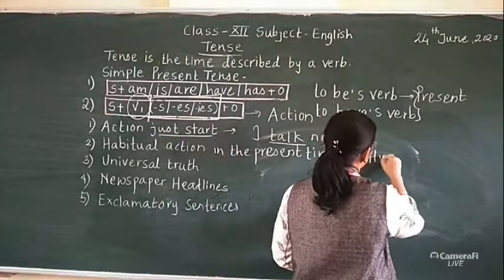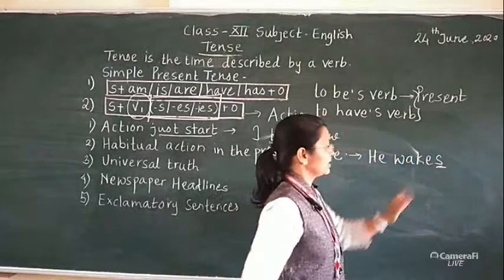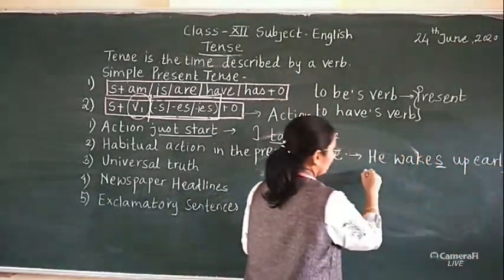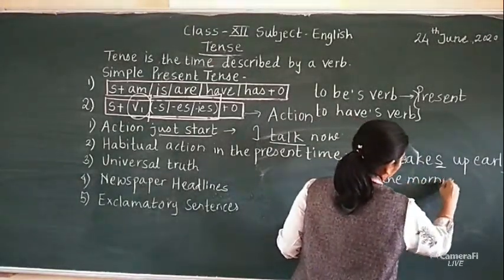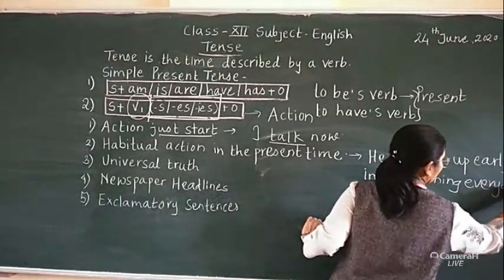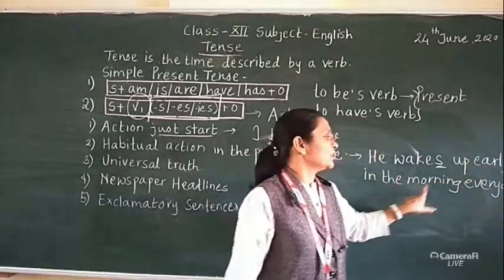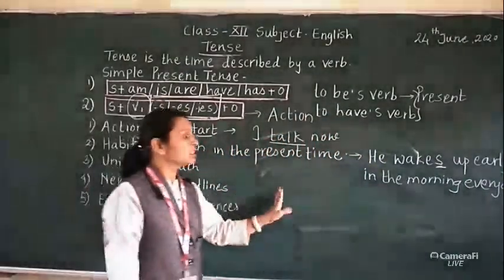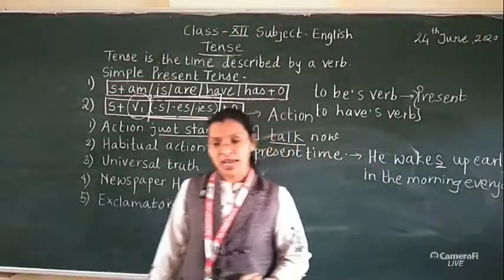For example, he wakes up. What do I add here? S. He wakes up early in the morning every day. So what is my sentence? He wakes up early in the morning every day. So it shows that he has continued his habit in the present time. It shows the habitual action.